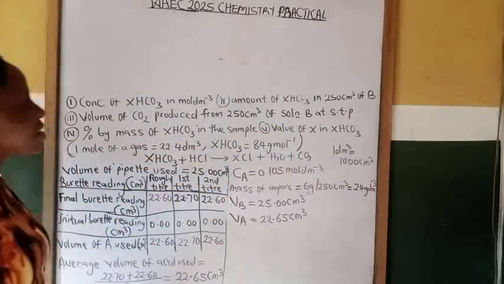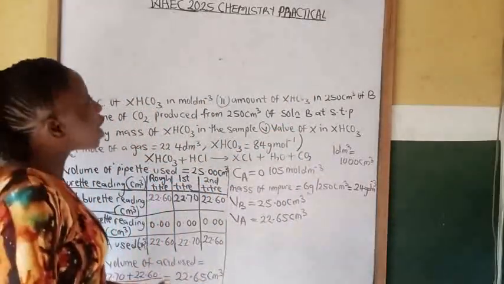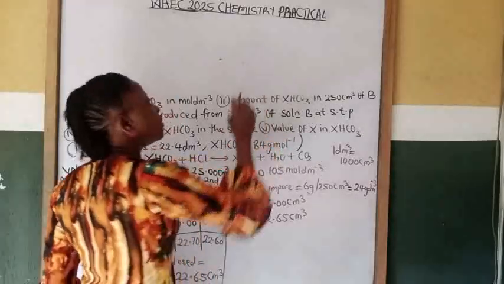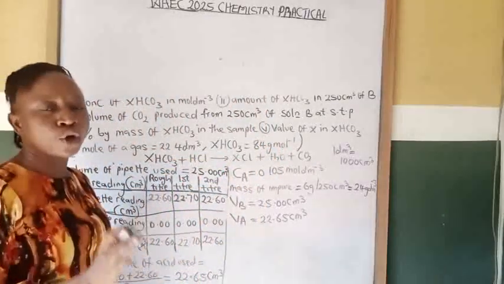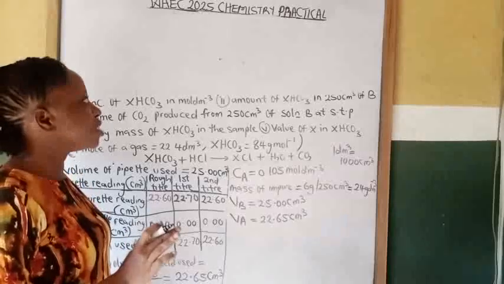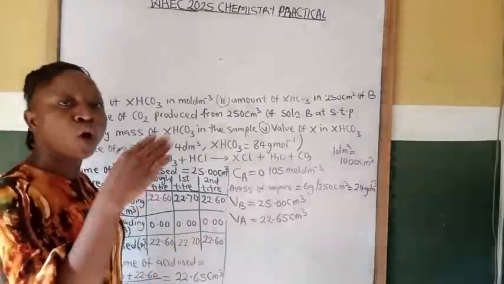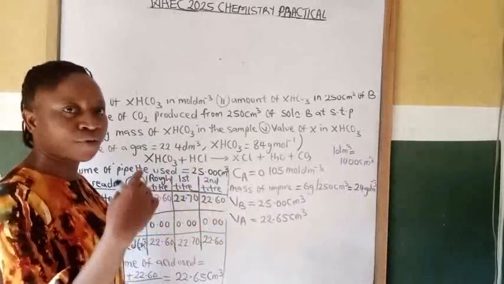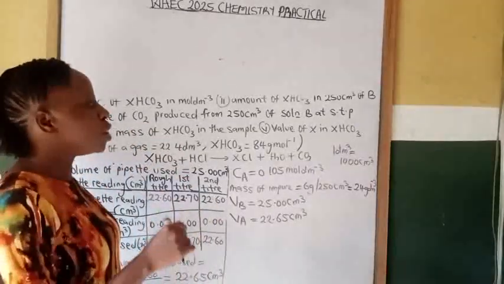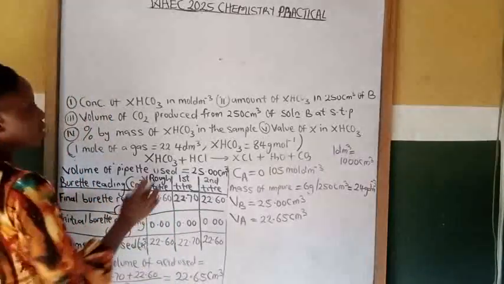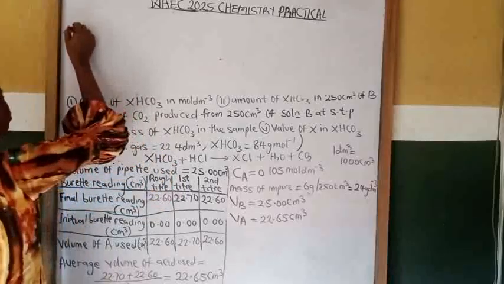Then make sure that your molar concentration is in 3 significant figures. If you have more than 3 significant figures from your calculation, ensure that it is in 3 significant figures. So let's move to Roman figure 2.